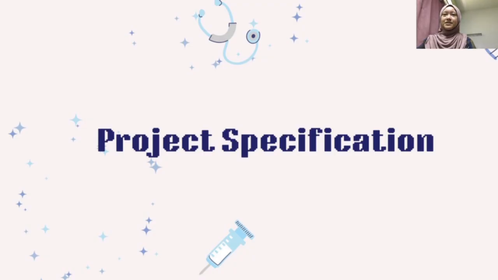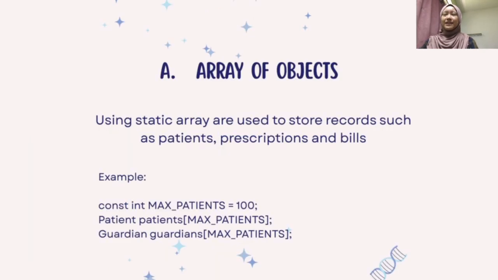For the project specification, the first part is array of objects. We are using a static array that is used to store records such as patients, prescription, and bills. For this example, we are using constant int max patient. We set it to 100. So the patients array is equal to, inside the bracket, max patient.